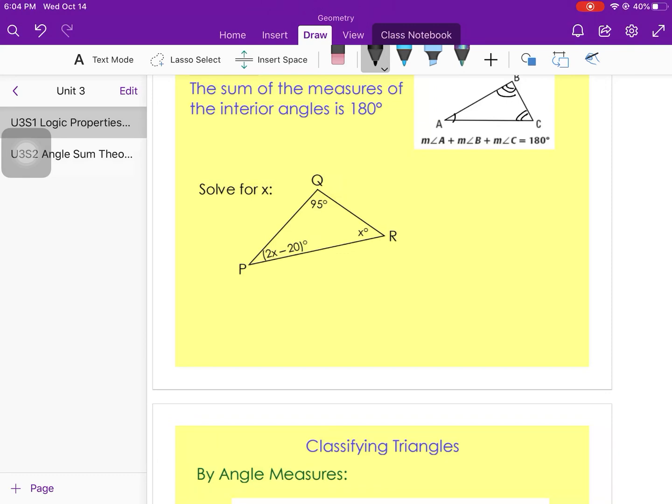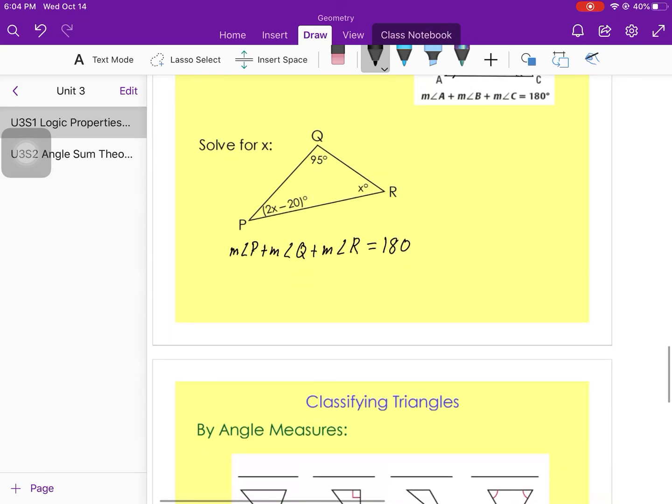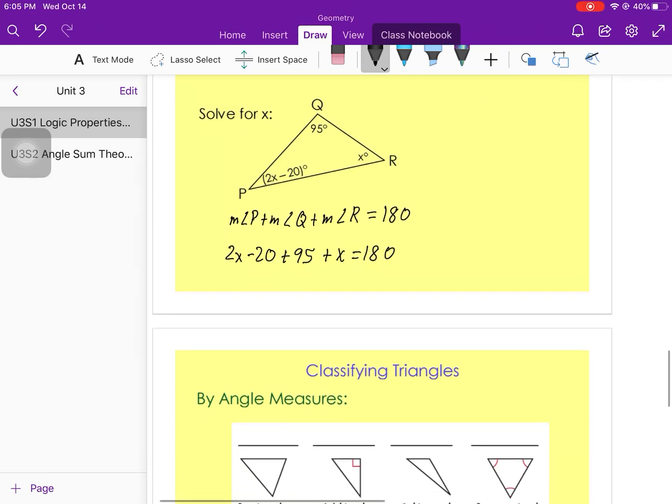Okay, so what that does is for a problem like this where we have to solve for x, we can just add every little piece together. So I'm going to add the measure of angle P plus the measure of angle Q plus the measure of angle R. All together, they need to equal 180. So I'm just going to replace these with what their angle measures are. So we get 2x minus 20 plus 95 plus x equals 180.